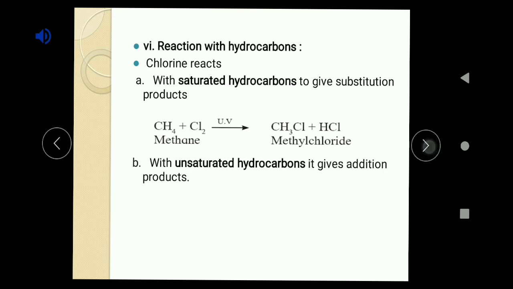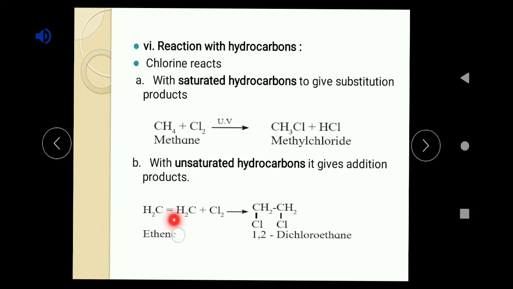Now, with unsaturated hydrocarbons, that is alkenes and alkynes, it gives addition products. Because in alkenes and alkynes, a double bond or triple bond is present, and across the double bond or triple bond, chlorine can be easily added. So it gives addition type of reactions.